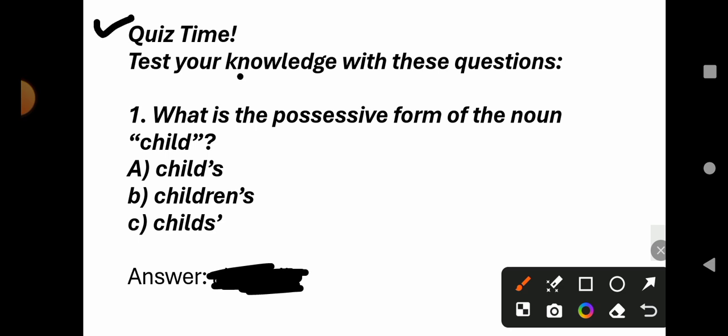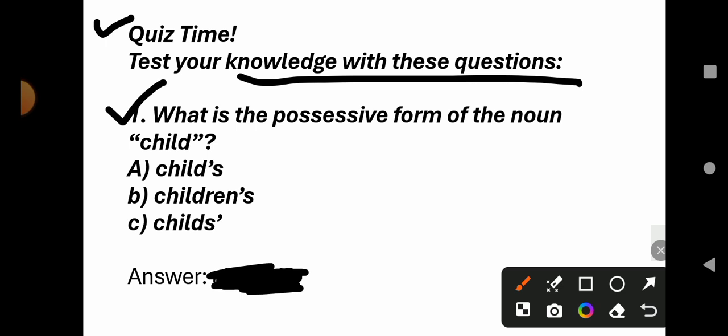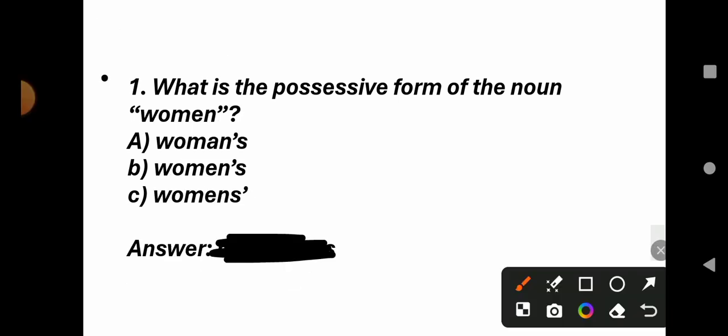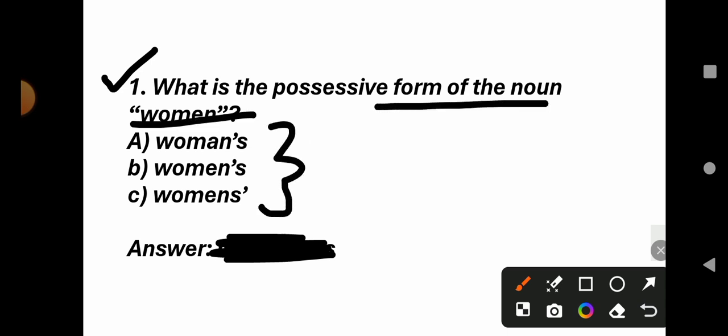Now it's quiz time. Test your knowledge with these questions. The first one is, what is the possessive form of the noun child? There are three options and you can pause the video and answer in the comments below. And the second one is, what is the possessive form of the noun woman? Here are the three options. Pause the video and answer in the comments below.